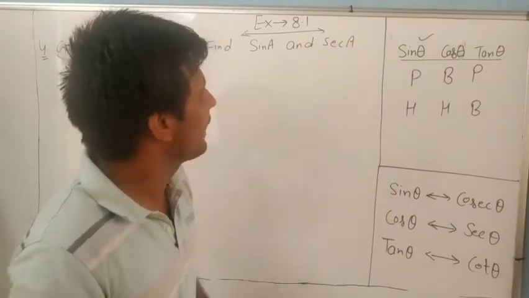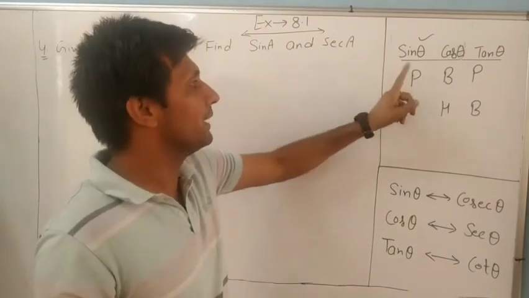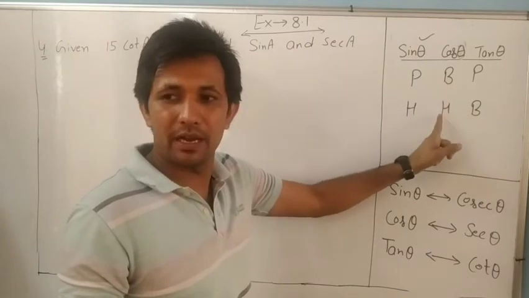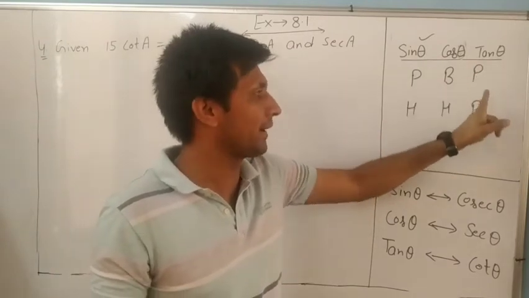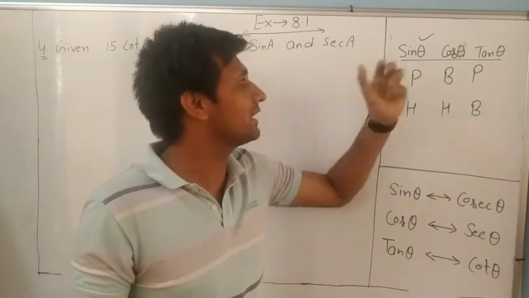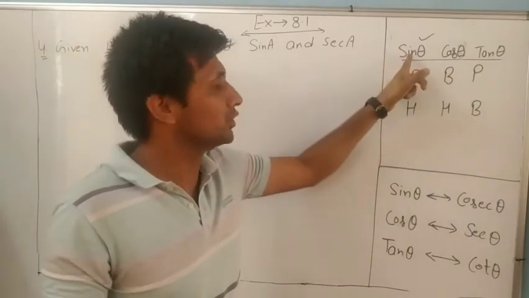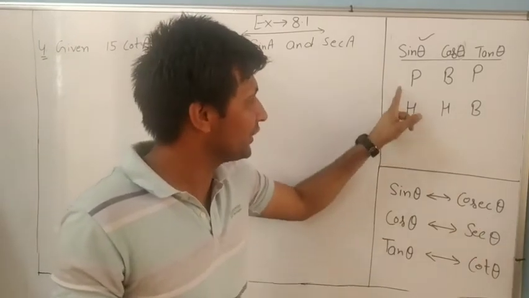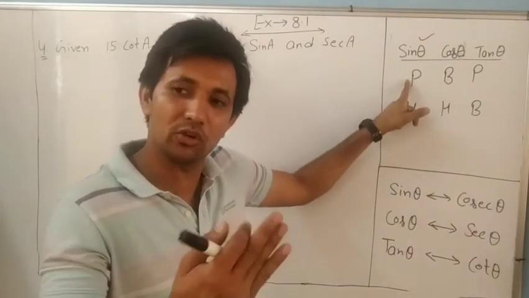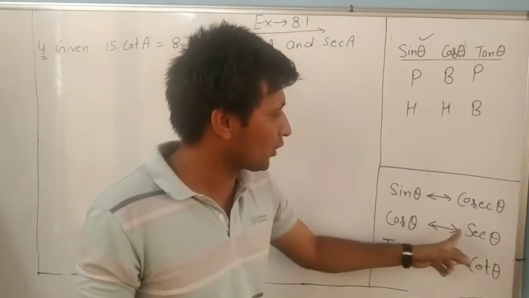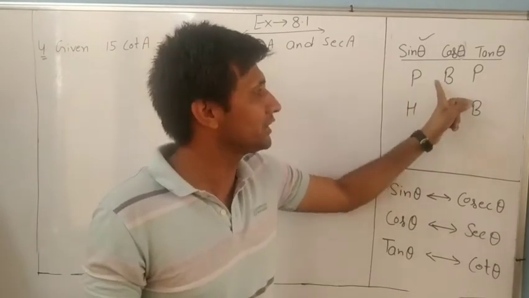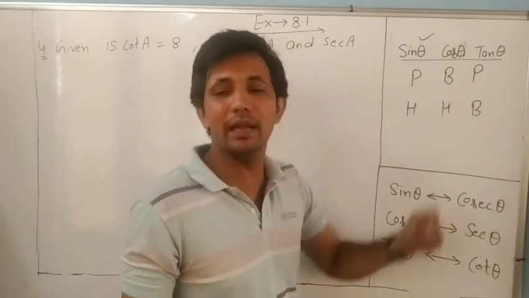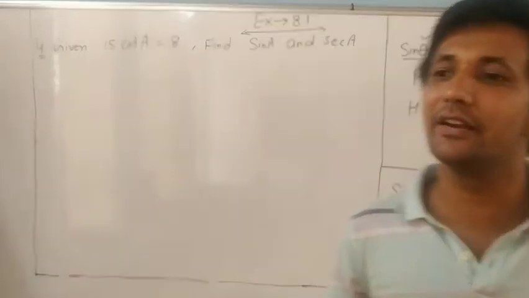Everyone knows sine theta means perpendicular by hypotenuse. Cos theta is base by hypotenuse. Tan theta is perpendicular by base. And three are opposites. Opposite of sine is cosec theta, hypotenuse divided by perpendicular. Opposite of cos is sec theta, hypotenuse divided by base. Next is cot theta, base divided by perpendicular, in any triangle.